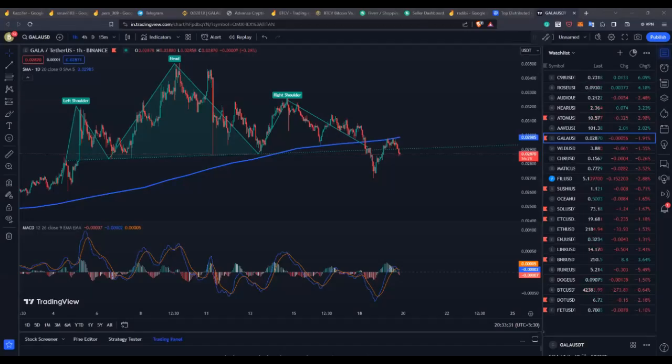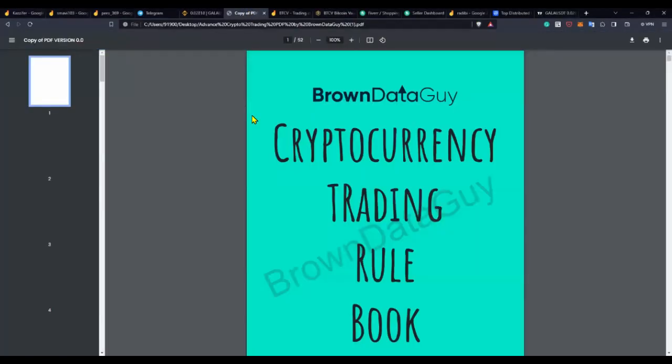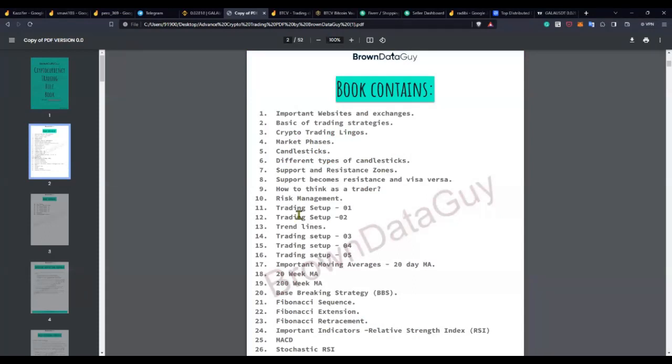In the previous class, we discussed different topics. I think we have discussed till here, till trading setup 01. We discussed what is risk management, how to think as a trader, and of course, we also talked about what is support and resistance and everything. And of course, we talked about trading setup 01.